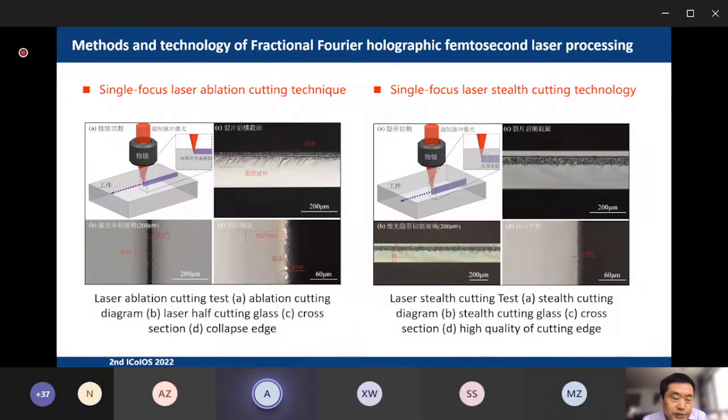And we also researched the laser beam cutting of glass and silicon. This is the stealth cutting of the glass and then the silicon. Next please.